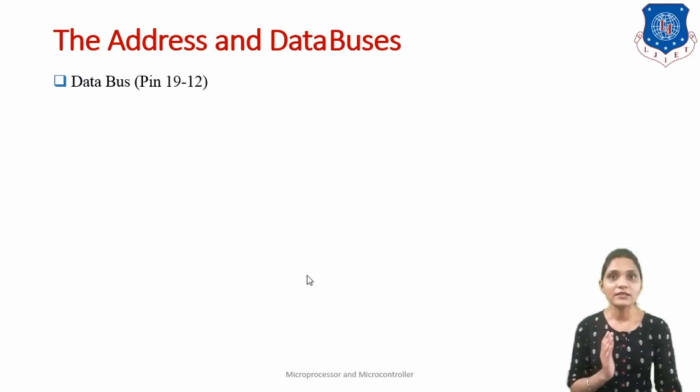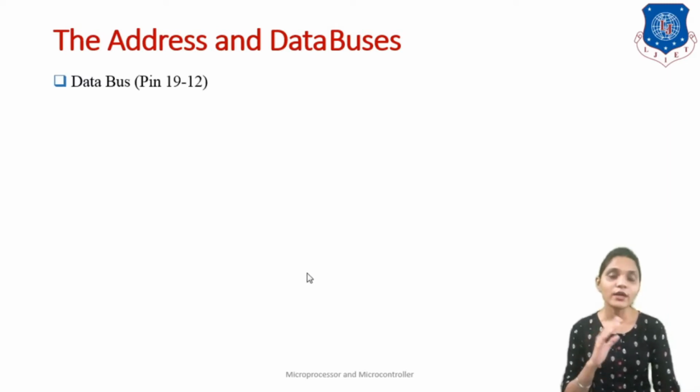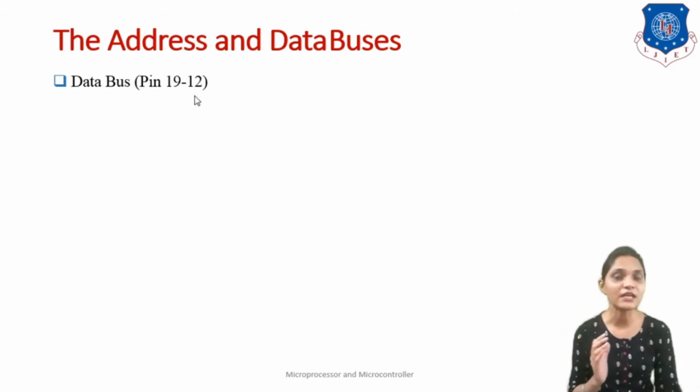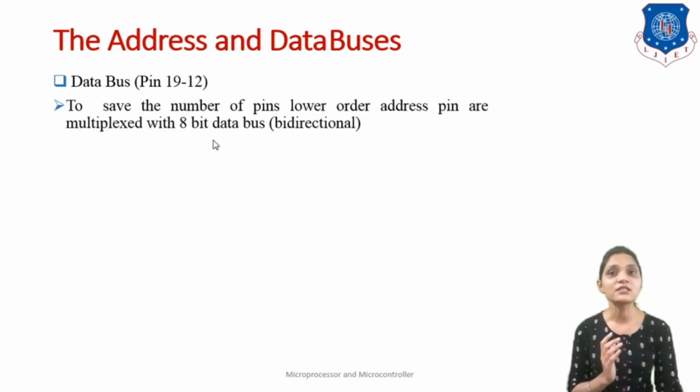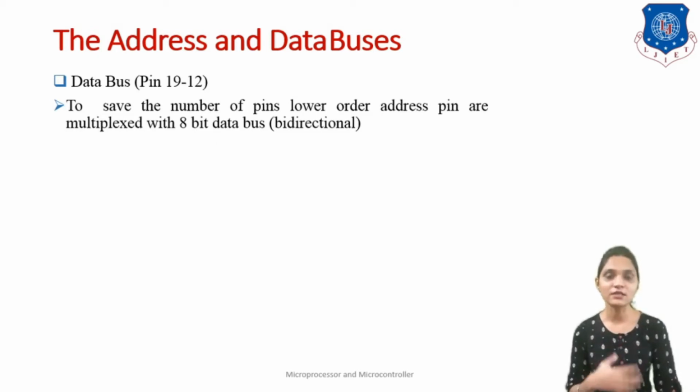Next we can consider the data bus, or the multiplexed address and data bus, which is on pin numbers 19 to 12. This is used to save the number of pins, as the lower order address bus is multiplexed with the 8-bit data bus.